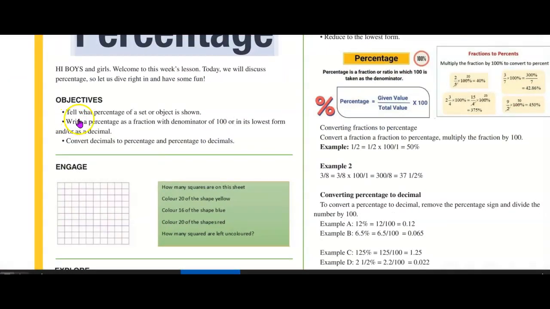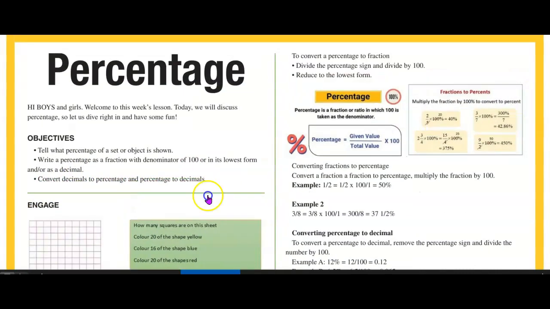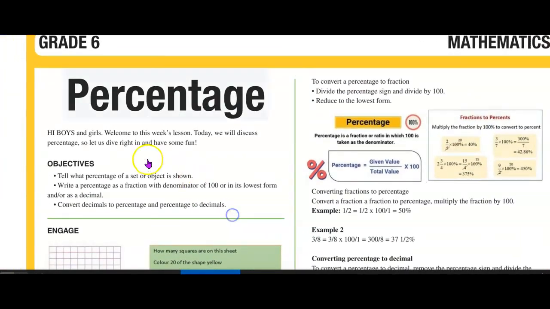Right. So in this episode, we were looking at percentages. We should now be able to tell what percentage of a set or object is shown. We should be able to write a percentage with the denominator of 100 or in its lowest form. And we should be able to write it as a decimal. We should also be able to convert decimals to percentages and percentages to decimals. This requires practice. Take the time, go over the exercises, and we'll see you in our next episode.